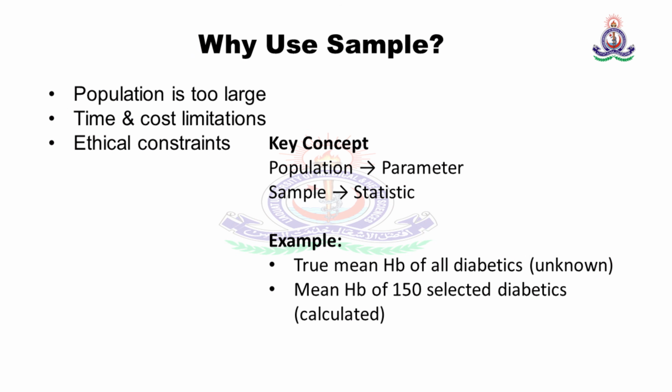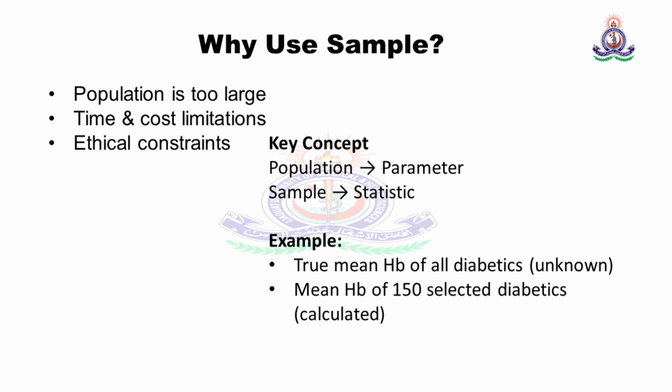Here is a mistake students make. They think a sample is just a small group. No, a sample must represent the population. If your sample is biased, your conclusions are wrong. That's why random sampling matters.